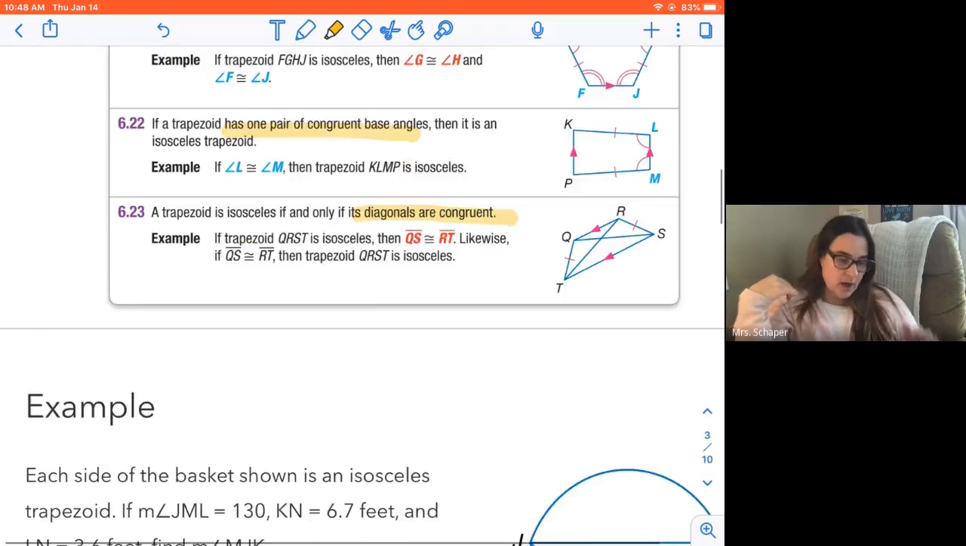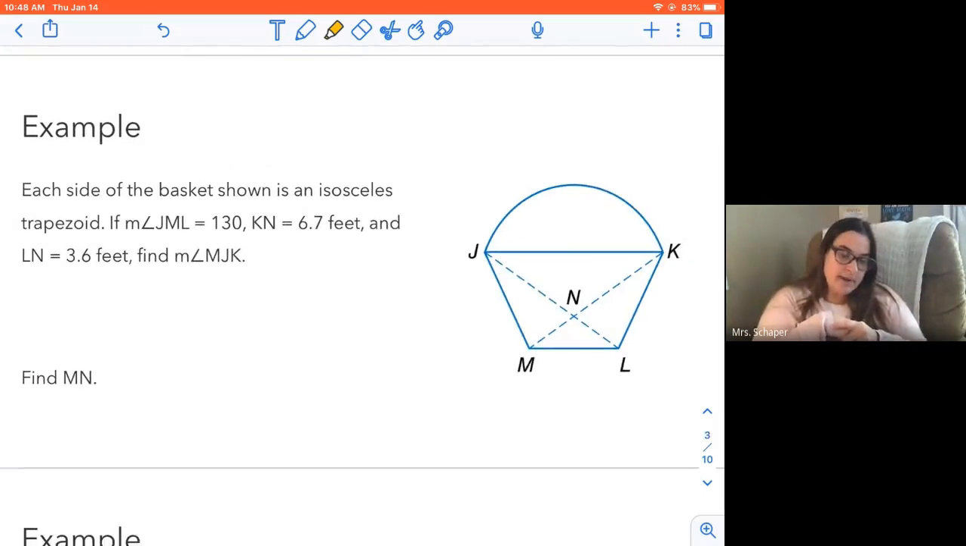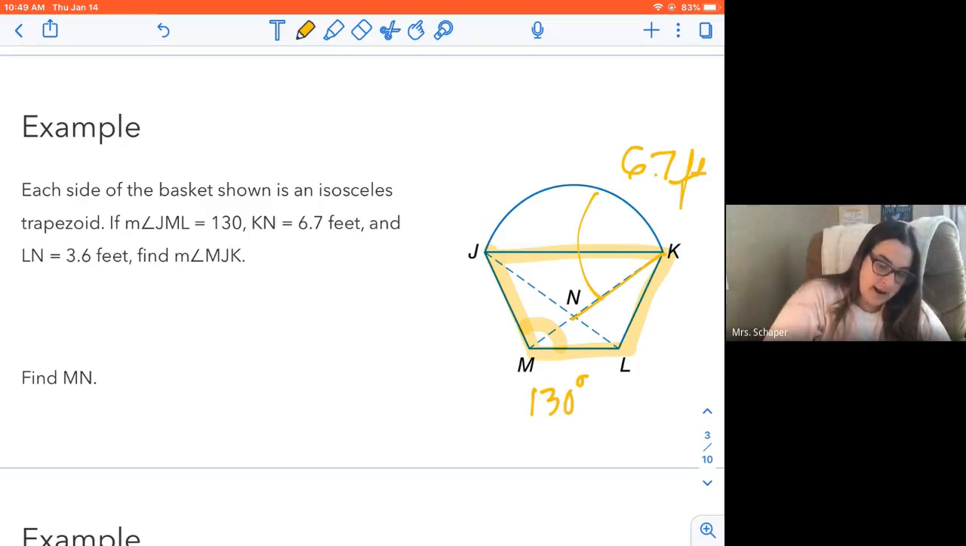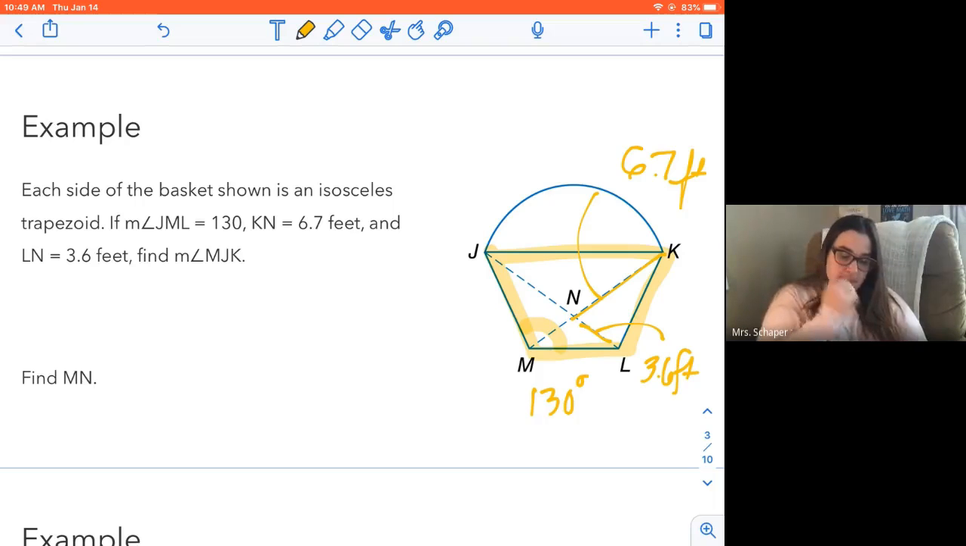All right, so here we go. This is a basket, okay? Each side of the basket shown is an isosceles trapezoid. So this trapezoid right here is isosceles, okay? That means that JM and KL are the same measurements, okay? If the measurement of JML, this angle right here, is 130 degrees and KN is 6.7 feet and LN is 3.6 feet, we need to find the measurement of MJK.